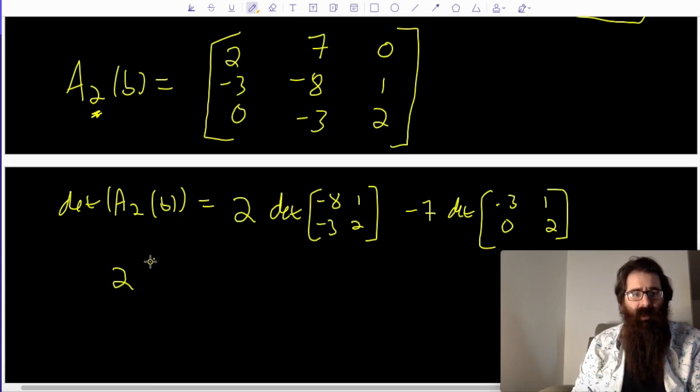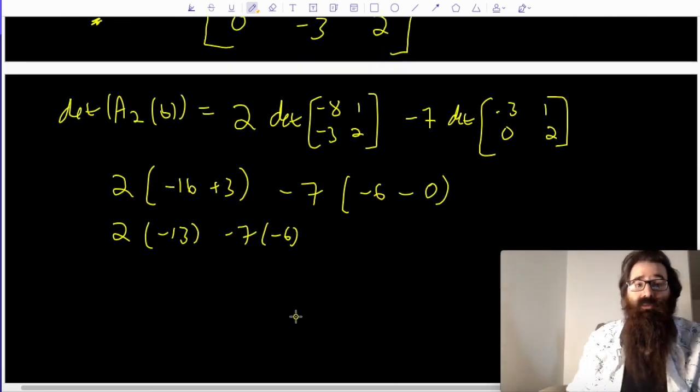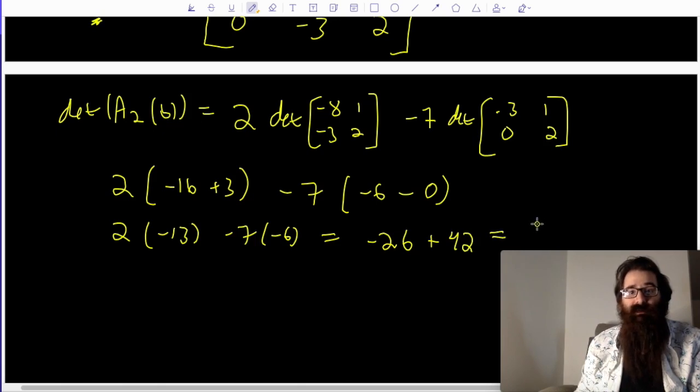So what is this? I get 2 times negative 8 times 2 is negative 16. And then minus negative 3 is plus 3. And I have minus 7 times negative 3 times 2 gives me negative 6. And then minus 1 times 0 is 0. So what do I have here? This is 2 times, and then negative 16 plus 3 is negative 13. And then I have minus 7 times negative 6. I'm just working through the arithmetic. So here this is going to give me 2 times negative 13 is negative 26, and then plus 42. And then that is going to give me 16, it looks like.